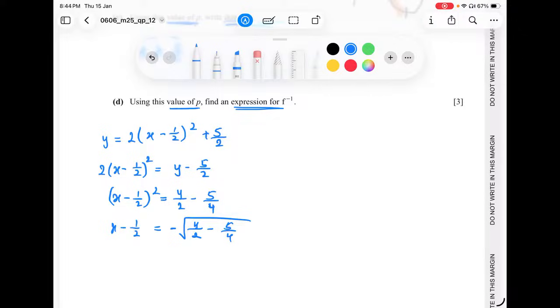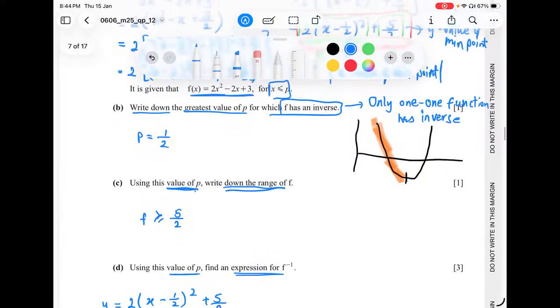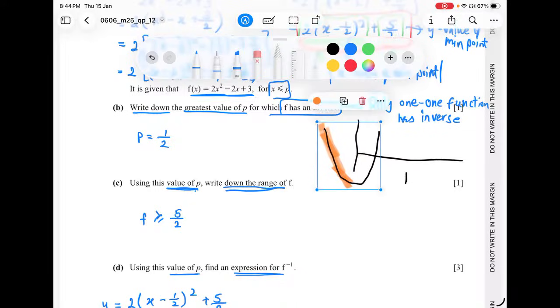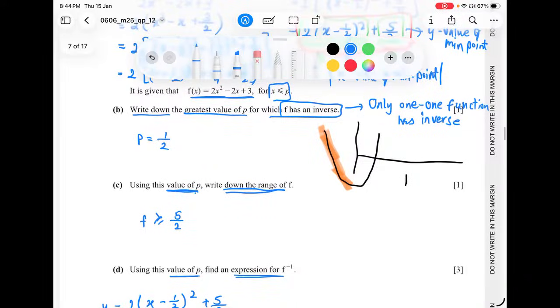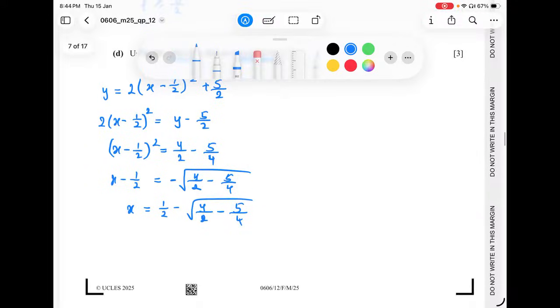Why do you write this minus? Because at this point you're taking the left side of the graph, and the graph actually shouldn't look like this. It should be transposed somewhere here, because there is a critical point at half, and when you move towards the left, it can cross the line of 0. So that's why we use the negative. And then you can write x equals half minus the square root of y by 2 minus 5 by 4. You just move the negative half to the other side, you get half.